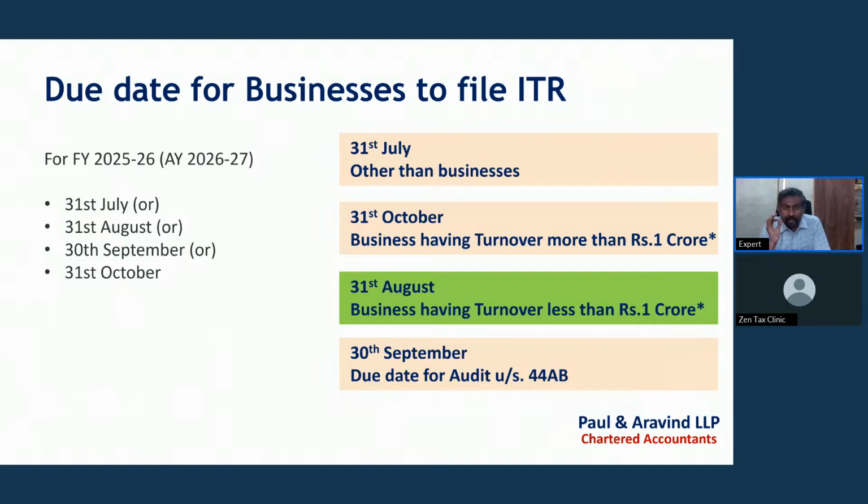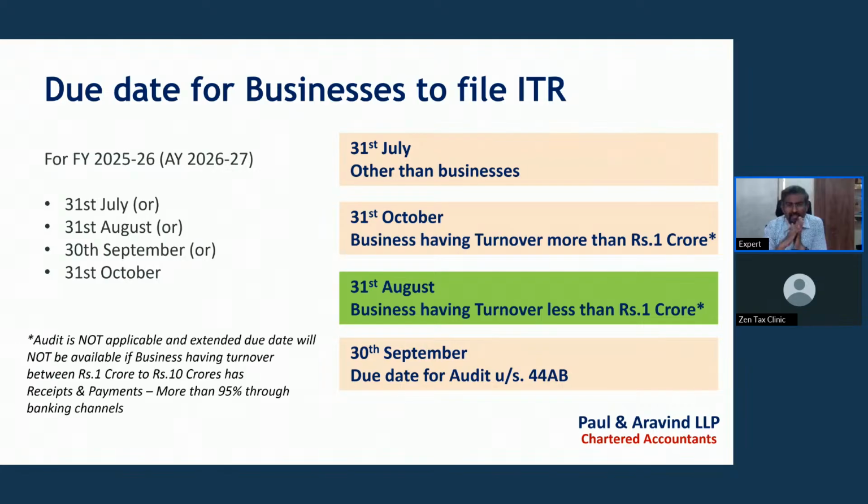Because you are liable for audit, the due date of which is 30th of September, the due date of filing income tax return in respect of such assessees is also extended up to 31st of October. So let us now clarify what the asterisk mark is all about. Is it always about 1 crore, or is it any other amount as well?